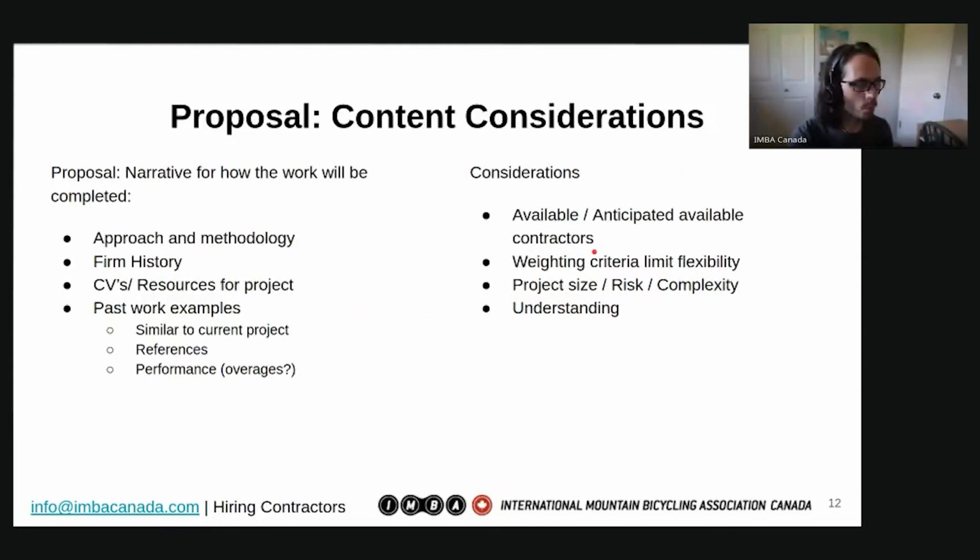And so what should we include based on our project? Well, who do we think is going to bid this job? If it's a really large scale job with a lot of potential profit for different companies, maybe we'll get a lot of bidders, but maybe that's not the case. So let's make sure that what we're asking for ties in with who we think can do it. And we'll talk a little bit about different profiles in a minute. The weighting criteria, that can limit your flexibility, understanding your project size, risk and complexity, and just their understanding generally of trails and mountain biking in particular is something you'll want to know.